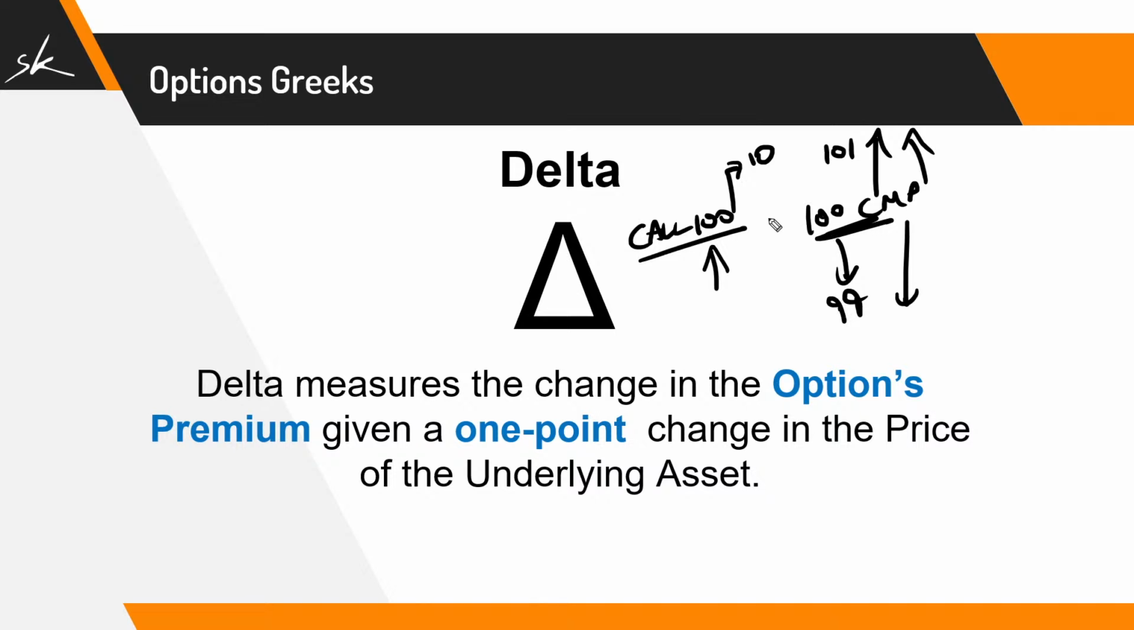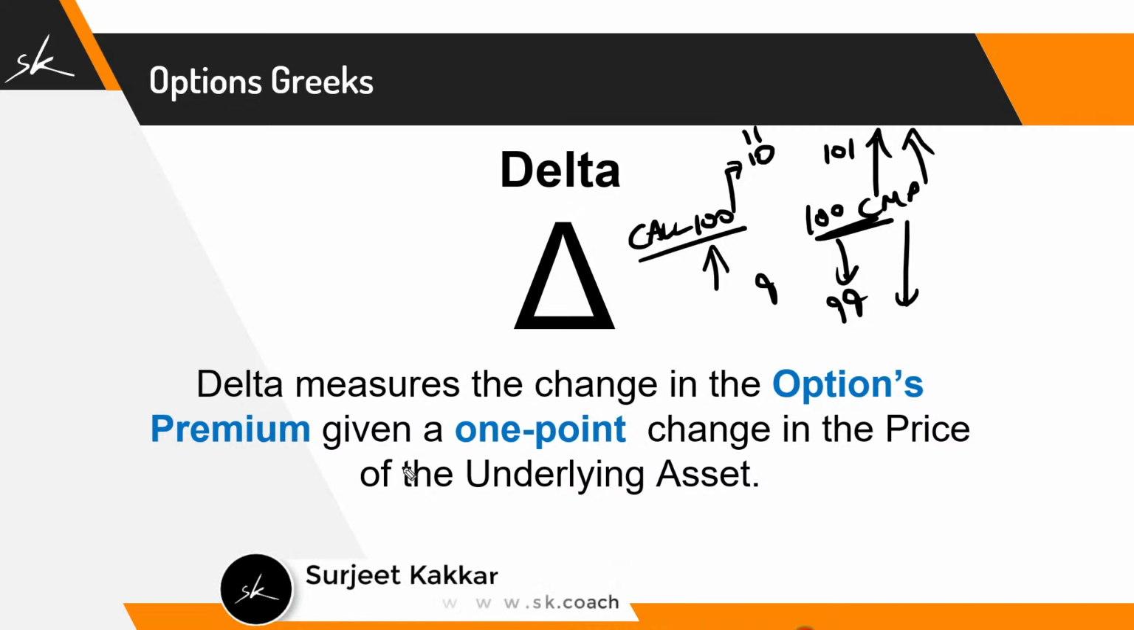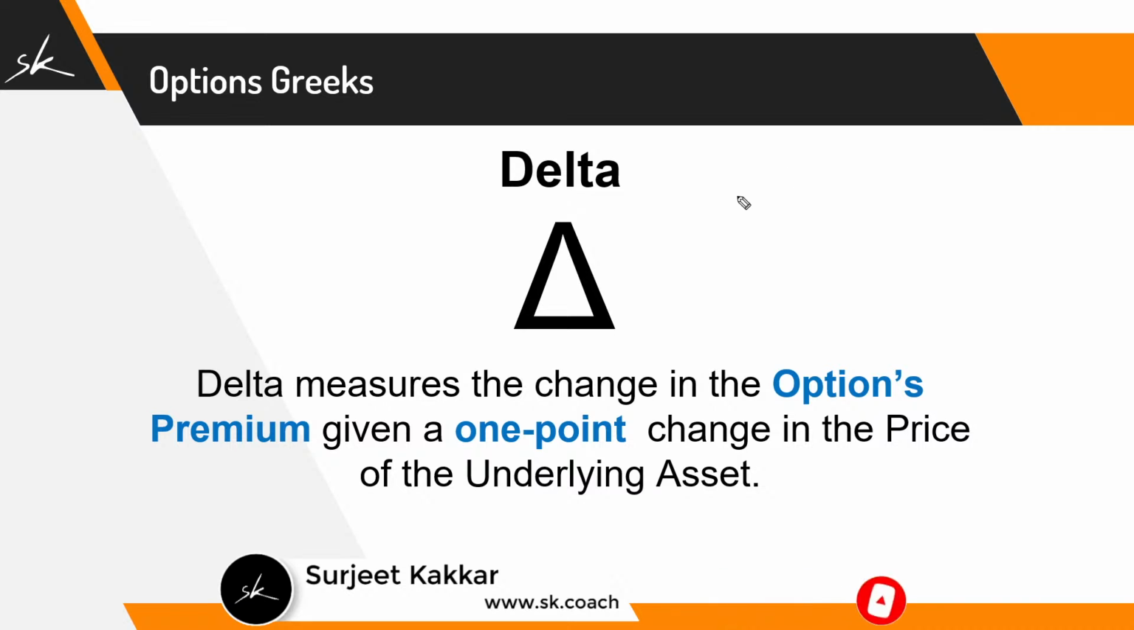Now, many of you might think that because it is going from 100 to 101, it should become 11 rupees, and from 100 to 99 it should become 9 rupees. That is not going to happen. So that is why you need to understand how the option premium changes given a 1 point change in the move of the underlying. I hope that gives you a little understanding of what delta is all about.